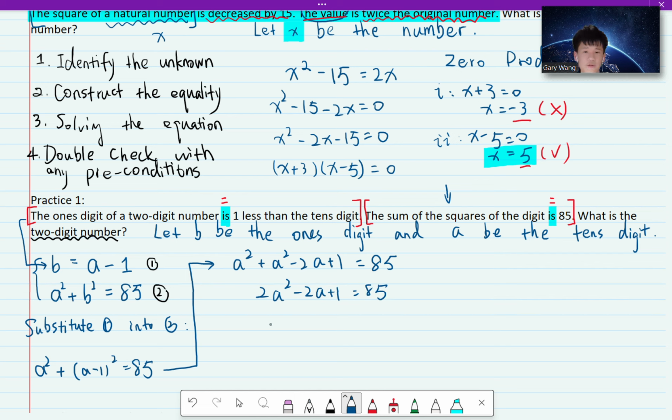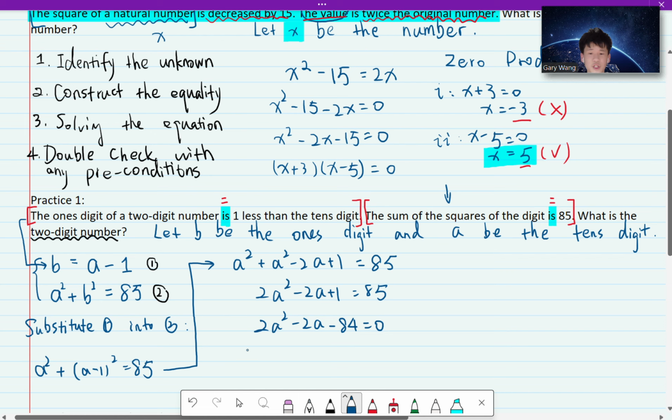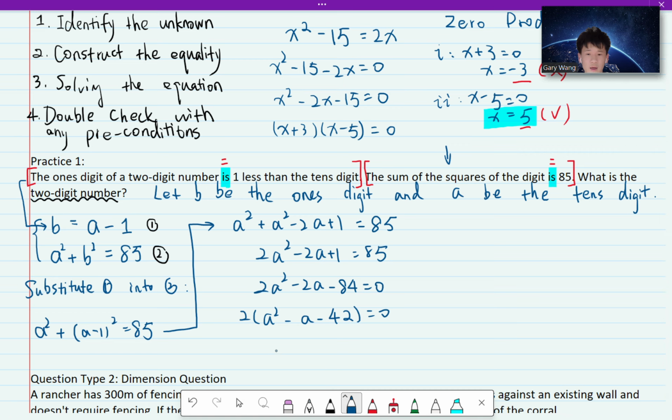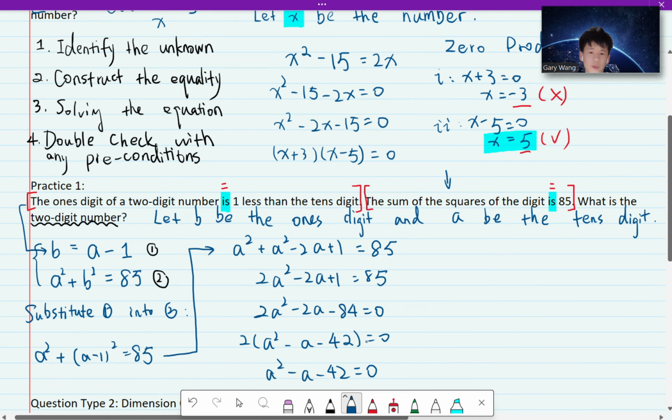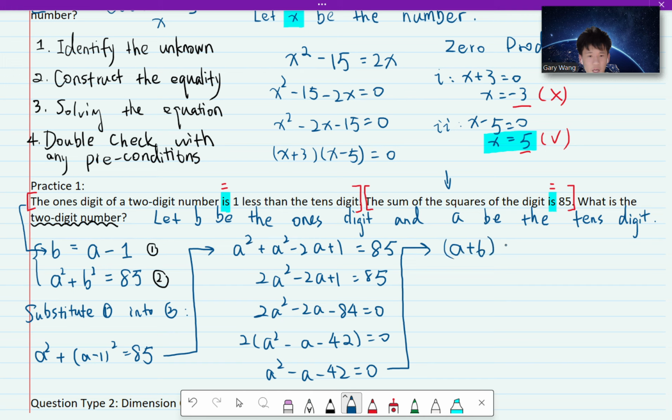And then we move this 85 to the left side. So at the end, we can get something like this. And we can extract this 2 out. Minus 42 equal to 0. And it's simply a squared minus a minus 42 equal to 0. And then, similarly, we can still use inspection to factor this. So (a plus 6)(a minus 7) equal to 0.